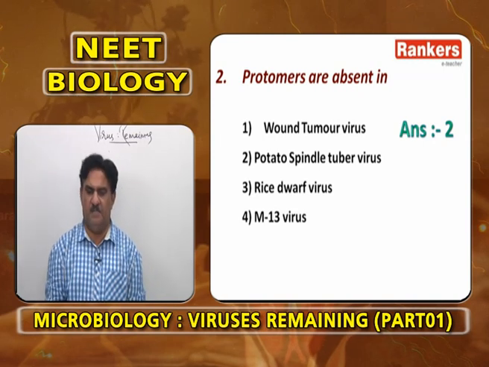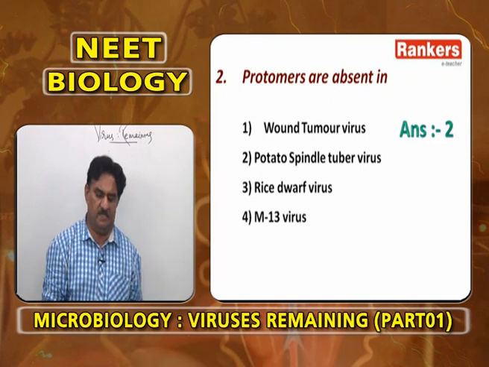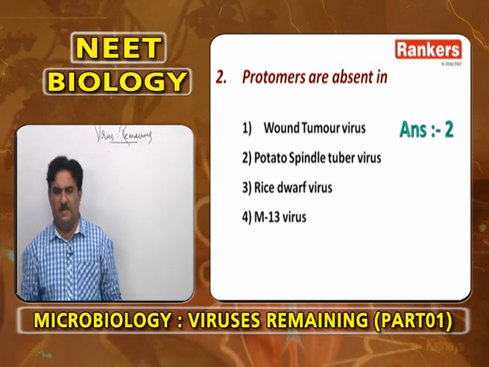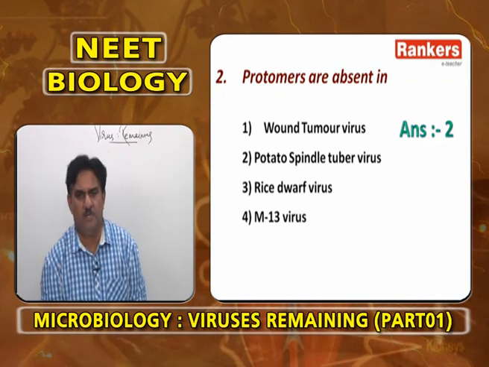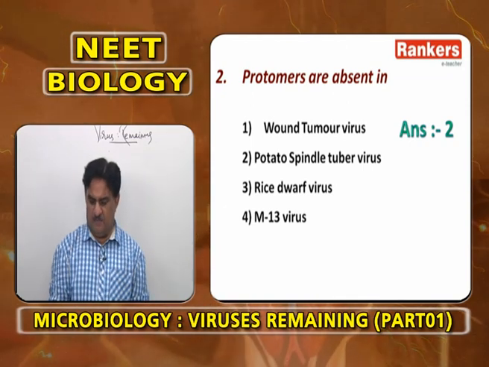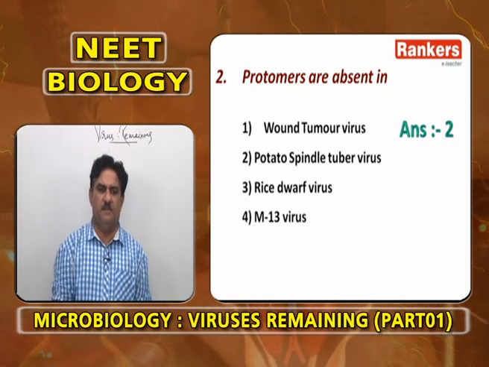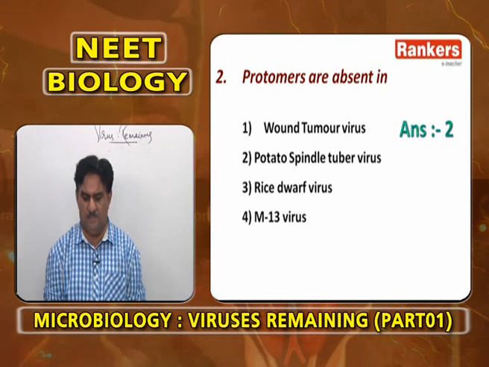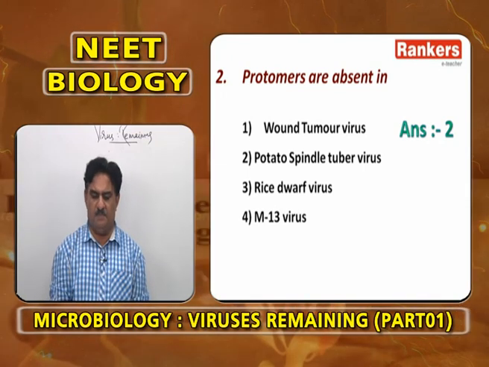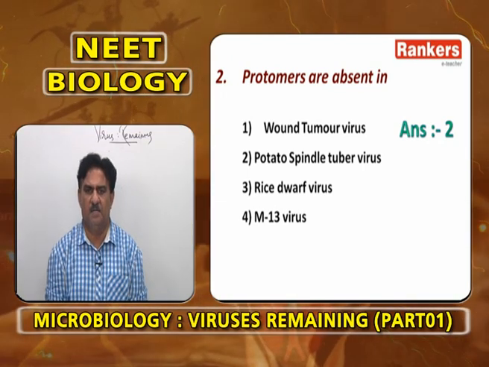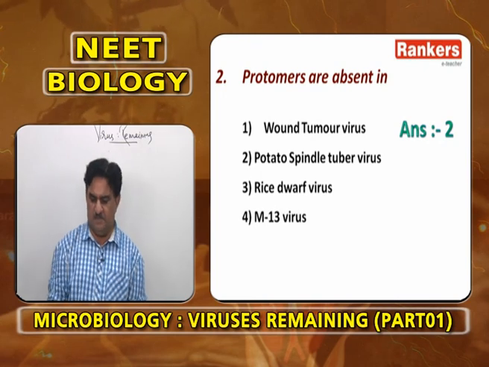In this, potato spindle tuber virus is a viroid. What is a viroid? It shows only nucleic acid. A protein coat is completely absent. If the protein coat is completely absent, capsomeres are absent, that is, protomers are absent. So, protomers are absent in potato spindle tuber virus, second option.